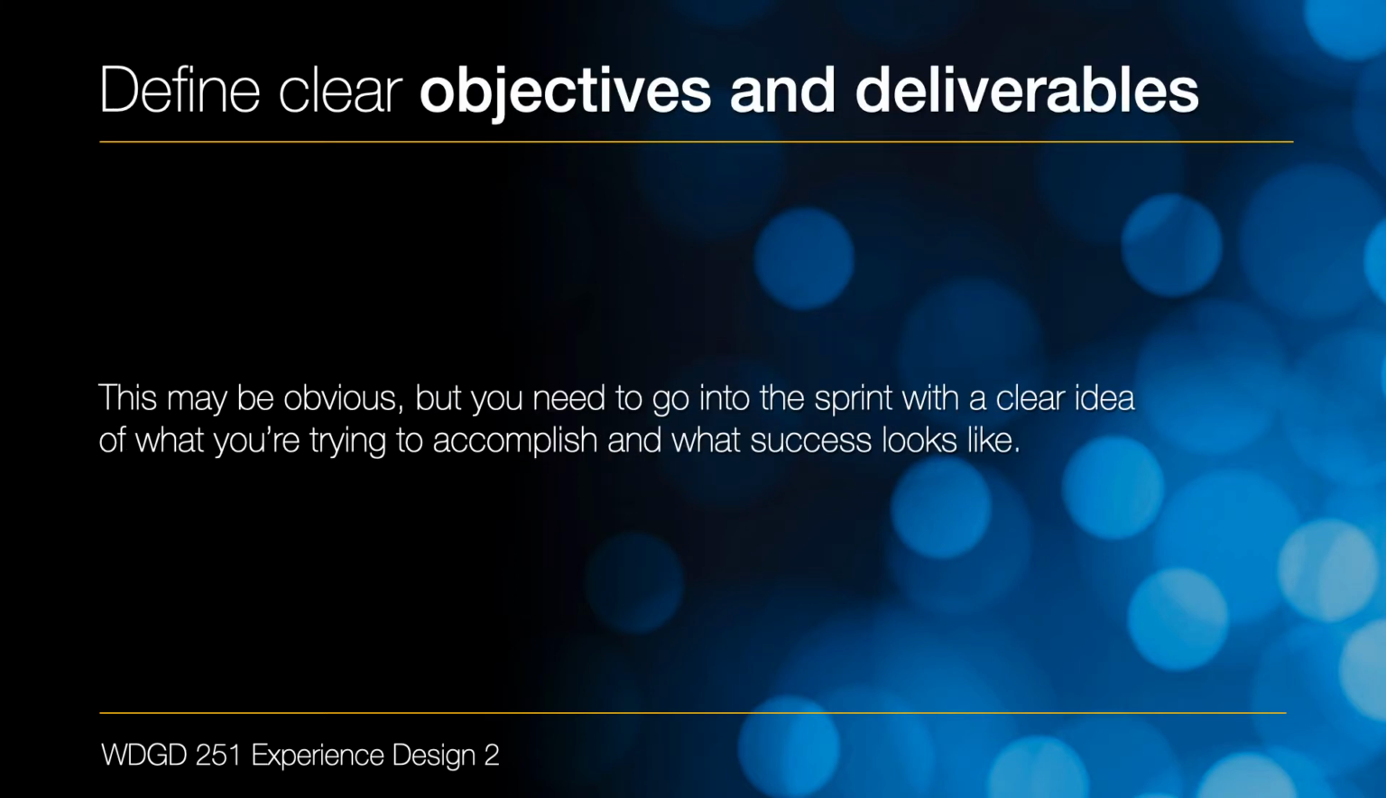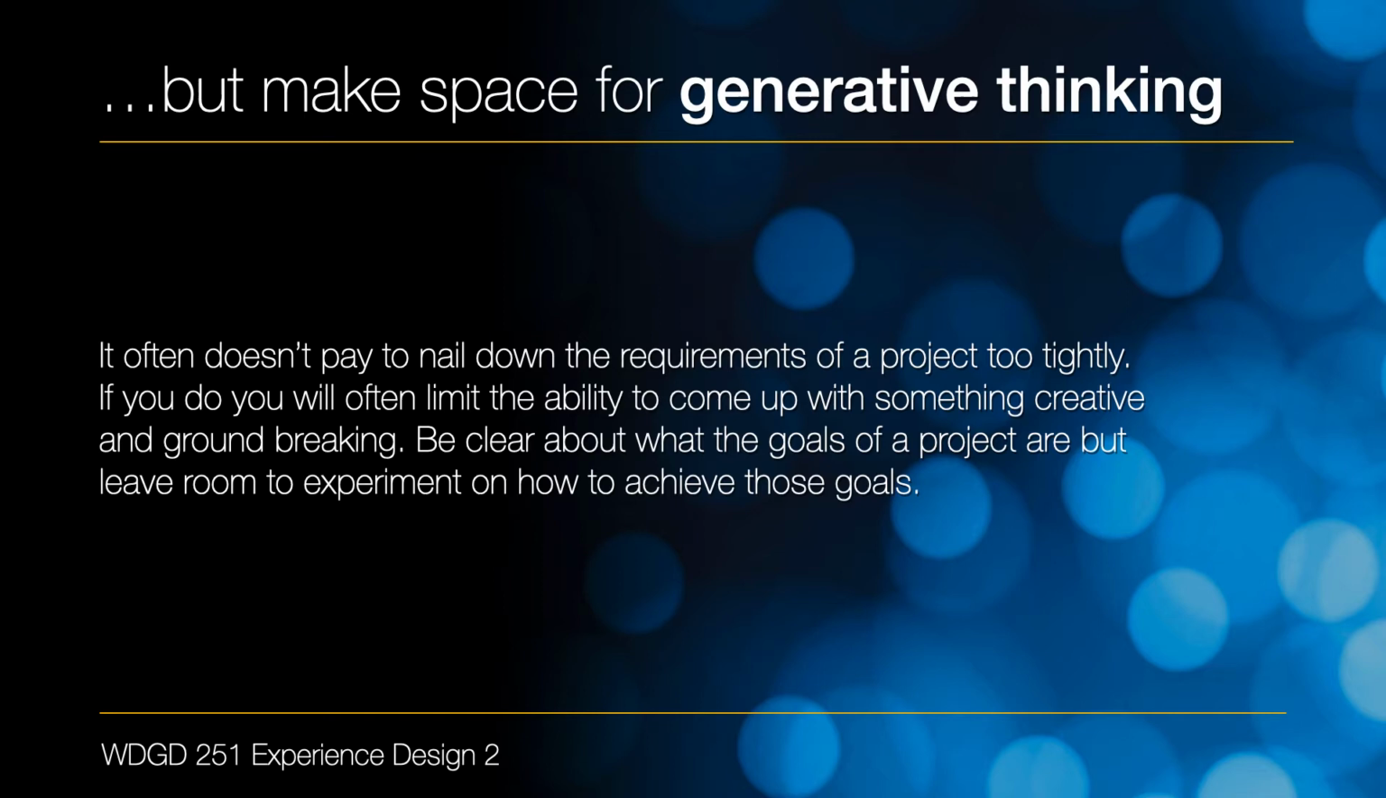This may be obvious, but you need to go into a sprint with a clear idea of what you're trying to accomplish and what success looks like. You'd be surprised that this sounds like a no-brainer, but quite often in the working world, you'll discover that you don't have a clear idea of what the goal is, or the goal is always changing or constantly moving. This is a real problem for a lot of businesses. In projects that I've worked on personally, there have been issues where the deliverables are not quite clear. And obviously that's not good. If you don't know where the target is, it's impossible to hit it.